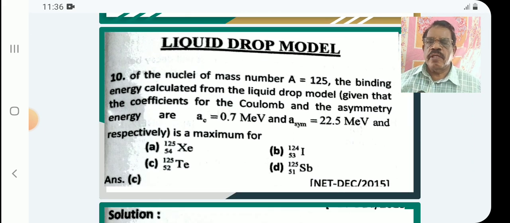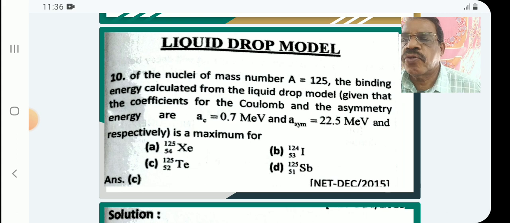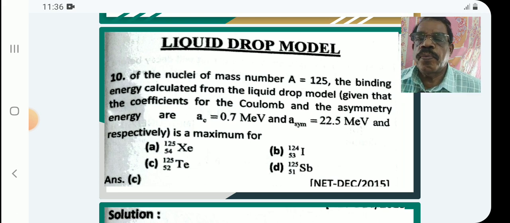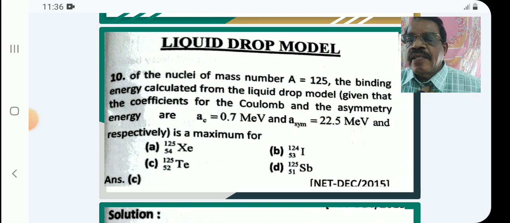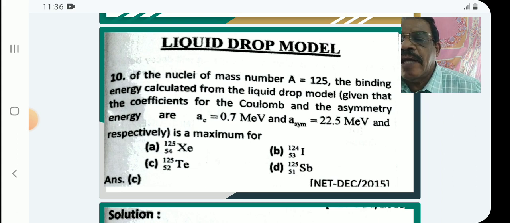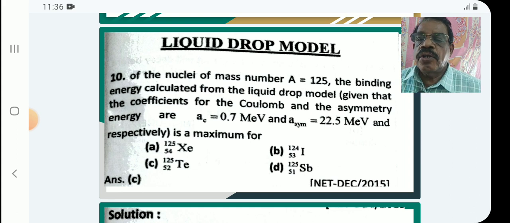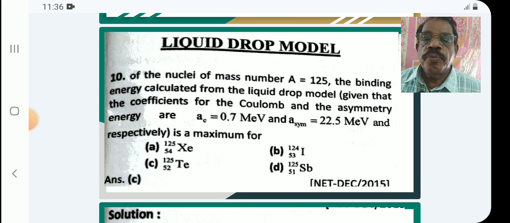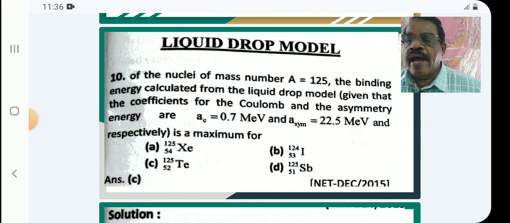So the first question is from the liquid drop model of the nucleus. For a nucleus of mass number A equal to 125, the binding energy calculated from the liquid drop model, given that the coefficients for the Coulomb and asymmetry energy are A_C equal to 0.7 MeV and A_asymmetry equal to 22.5 MeV respectively, is maximum for which nucleus?